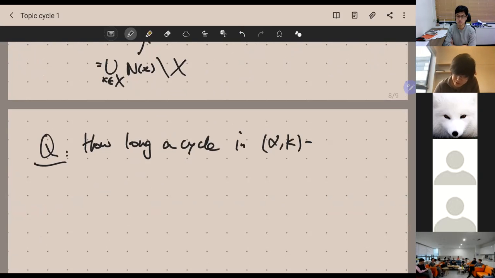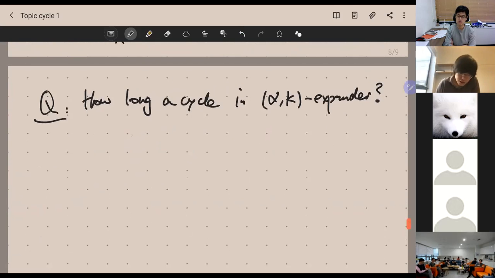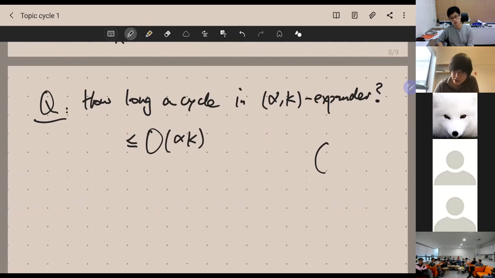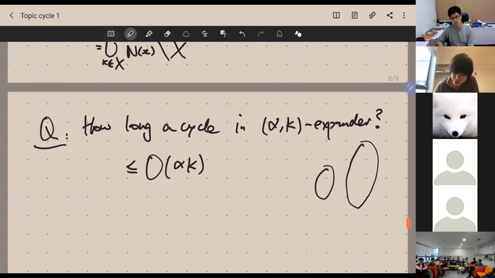In alpha K expander. Okay, well, definitely no longer than linear in alpha K. This is because what we can do is you can take a complete bipartite graph with alpha K vertices on one side and K vertices on the other side.